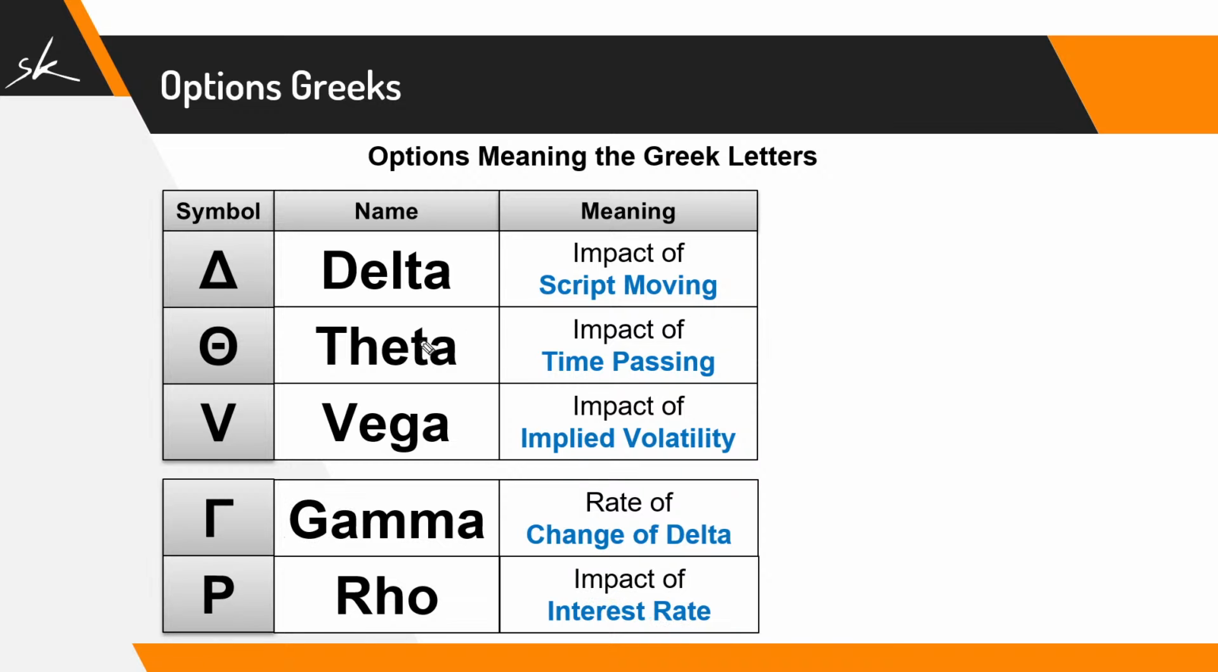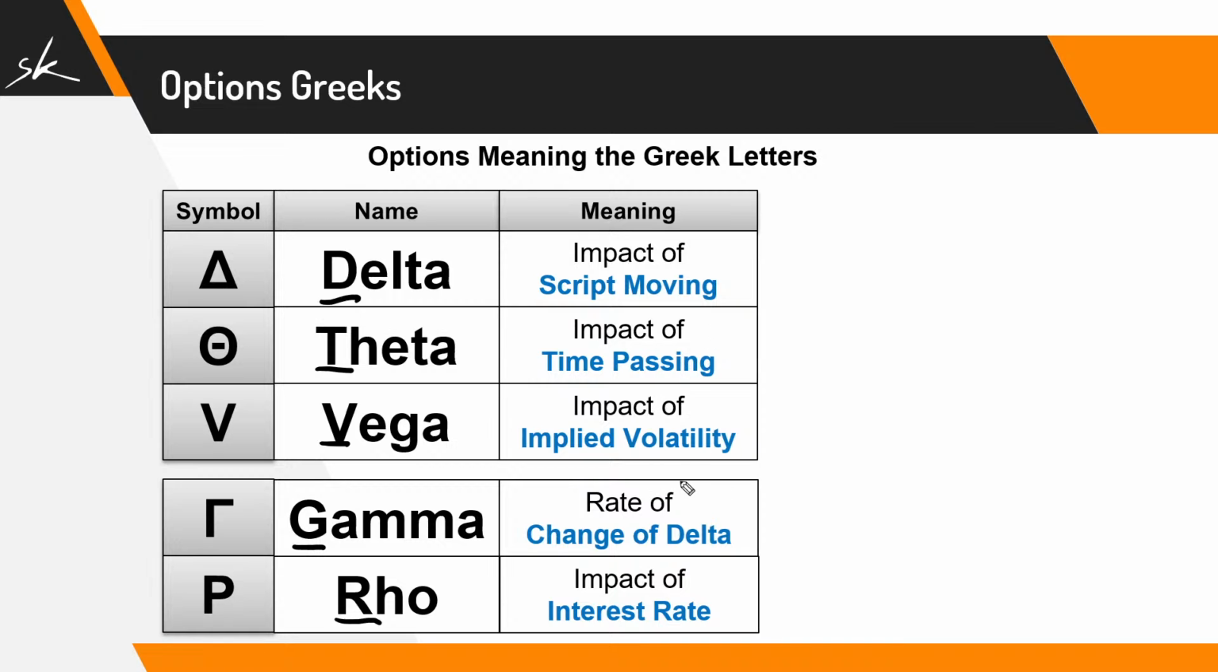So again, just a quick recap: delta, D stands for the impact of the script moving, which is the direction. T, theta, is the impact of time passing. V, vega, volatility, is the impact of change in implied volatility. G, which is gamma, is basically your rate of change of delta. And R, which is your interest rate, is the impact of change in the interest rate. So these are the five Greeks.